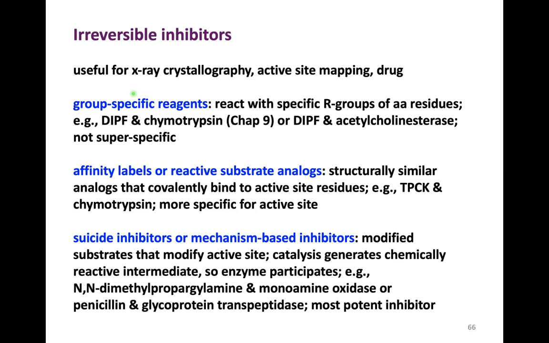Okay. Do not worry about the specific examples that I'm giving for these 3 groups of irreversible inhibitors. But what you should know is that there is increasing specificity going from more general reagents of irreversible inhibitors to something very much more specific. Okay. So the first category are the group specific reagents.